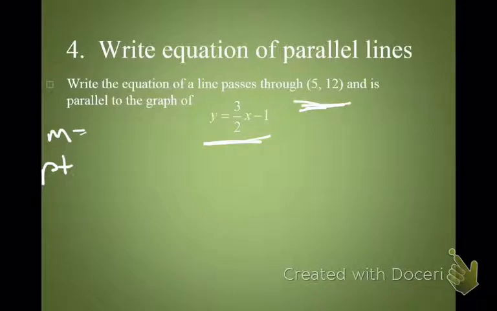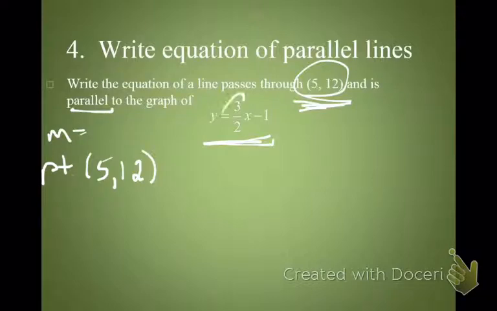Right now, since we know that our line goes through the point (5, 12), that's going to be a point on our line, so we're going to use that for our point. Our slope, we don't know what our slope is yet, but we do know that our line is parallel to this one. Since the slope of this one is 3/2, that means that our slope is going to be 3/2.